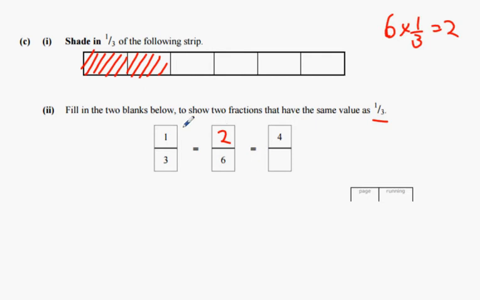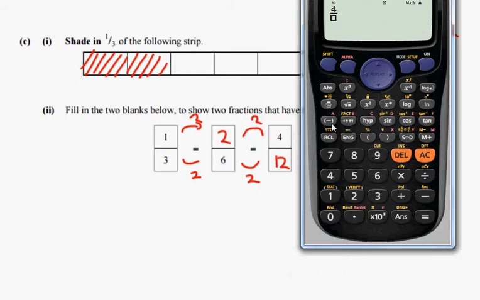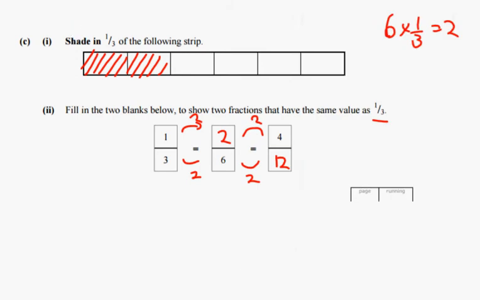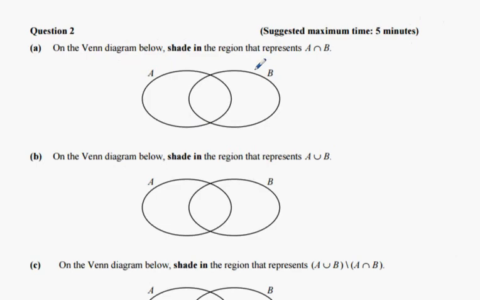Okay, so you can see if you double the top and double the bottom, if you double 1 you get 2, if you double 3 you get 6. Once again, same trend goes through. Double 2 you get 4, double 6 you get 12. 4 and 12 is the same thing as 2 and 6 is the same thing as 1 and 3. You can put that in the calculator as 4 and 12 and you'll still get back 1/3. Okay, same ratio.